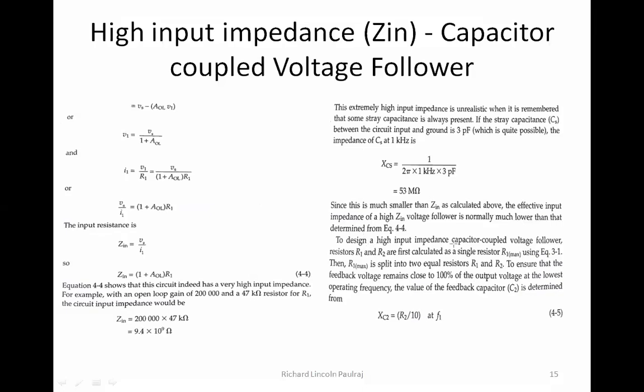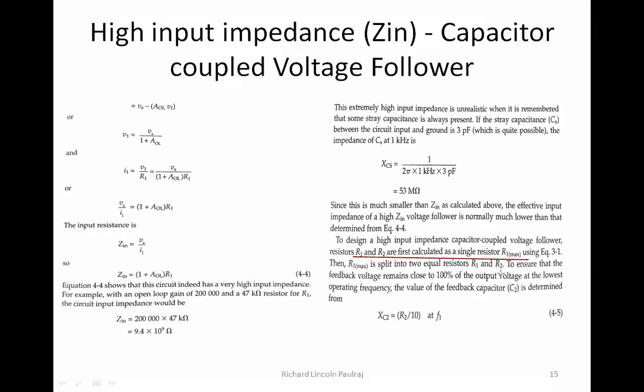To design a high input impedance capacitor coupled voltage follower, resistors R1 and R2 are first calculated as a single resistance, which is R1 max. Now this R1 and R2 is present before the capacitors, before the new capacitance that we have added, right? So R1 max is split into two equal resistors, R1 and R2.